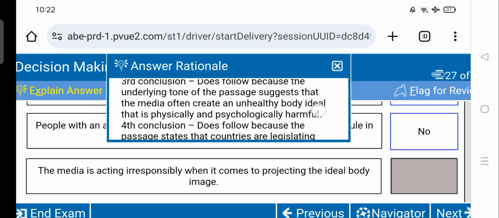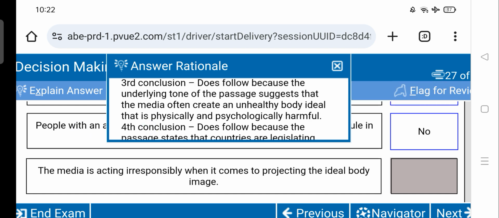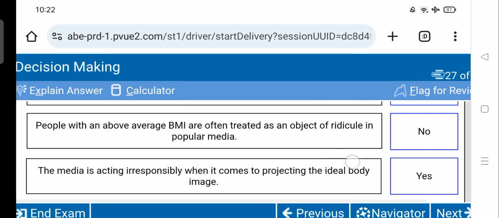Third conclusion does follow because the underlying tone of the passage suggests that the media often create an unhealthy body ideal that is physically and psychologically harmful. So this conclusion does follow the statement of the question. So we will drag a yes and drop it here in front of this conclusion.